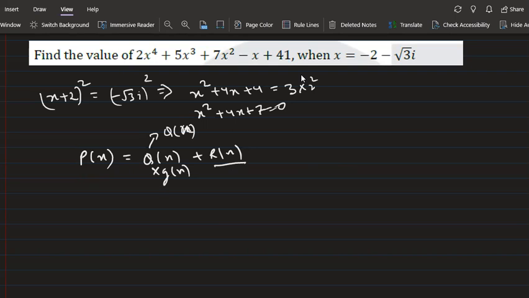Okay. So we have to divide this polynomial, which is 2x⁴ + 5x³ + 7x² - x + 41. You have to divide this, right, with what? x² + 4x + 7. Can you divide this? Do you know how to divide this?